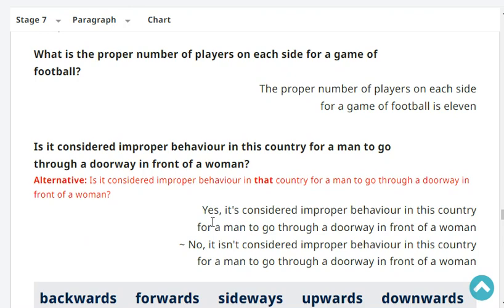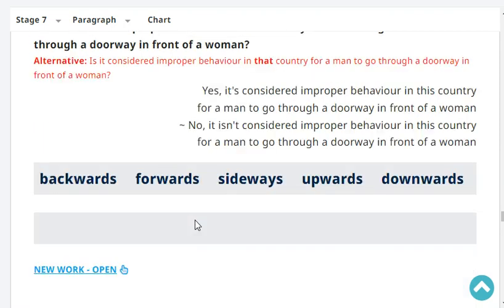Is it considered improper behavior in your country for a man to go through a doorway in front of a woman? Yes or no? Yes, it's considered improper behavior in my country for a man to go through a doorway in front of a woman.